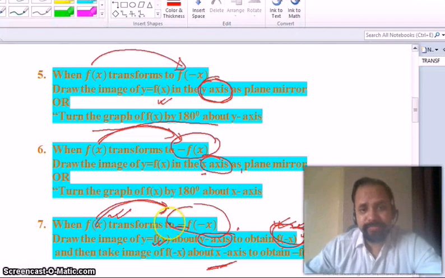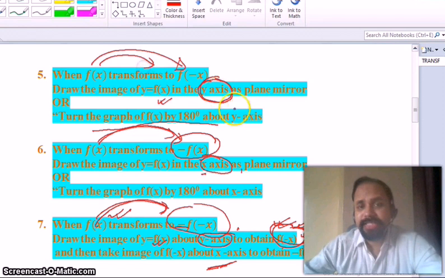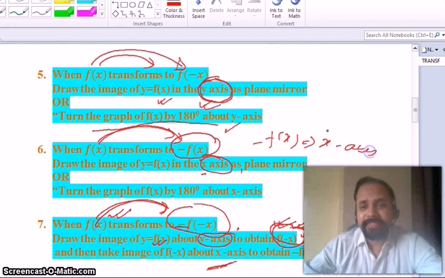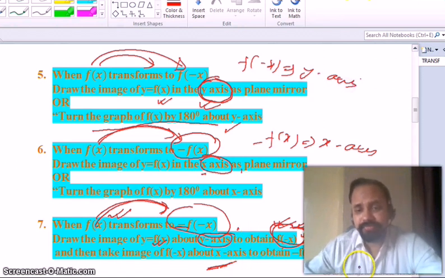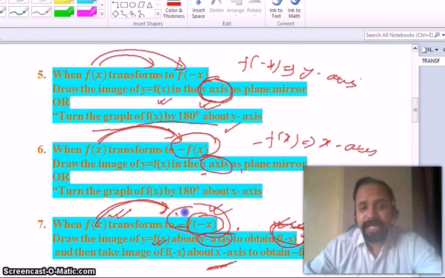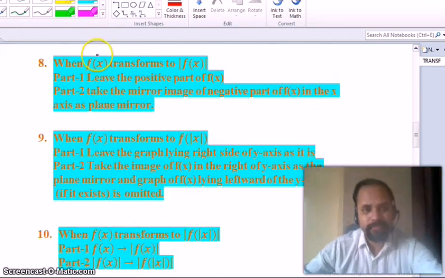So again, come to the conclusion. If we are changing f of x to f of minus x, then the y-axis is a plane mirror. And if we change our transformation of f of x to minus f of x, then in this one the x-axis is a plane mirror. And if we have to draw the graph of minus f of minus x, first we have to draw the graph of f of minus x, and then minus f of minus x.